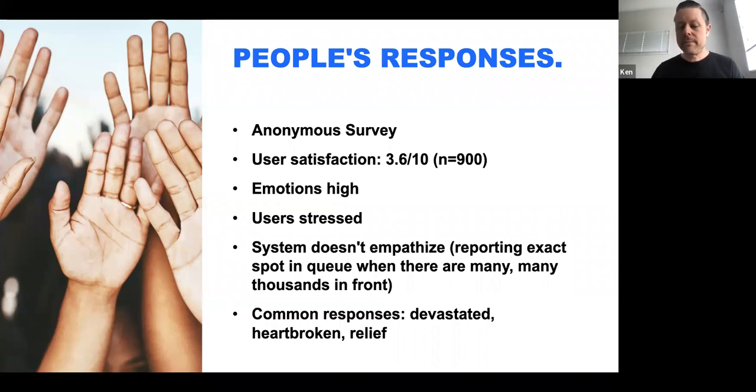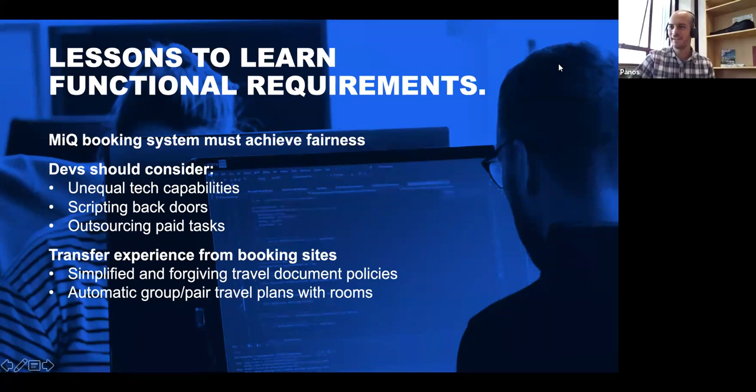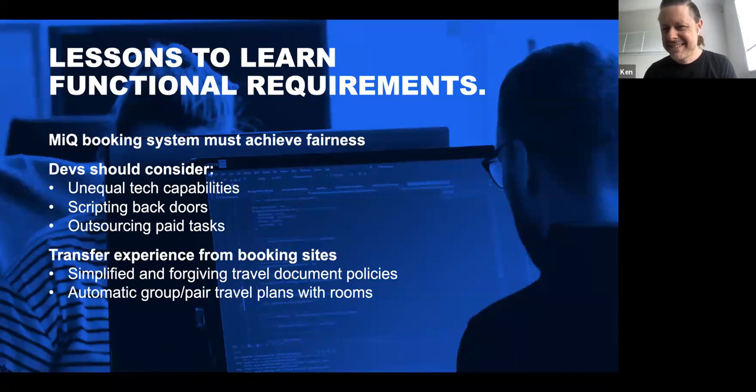So I'm going to hand over to Panos to discuss how we can learn some lessons on the functional requirements on this side. Thank you, Panos. Yeah, thank you very much, Ken. So, you had the nice part of describing the applications. I will have the unfortunate part of sounding critical.